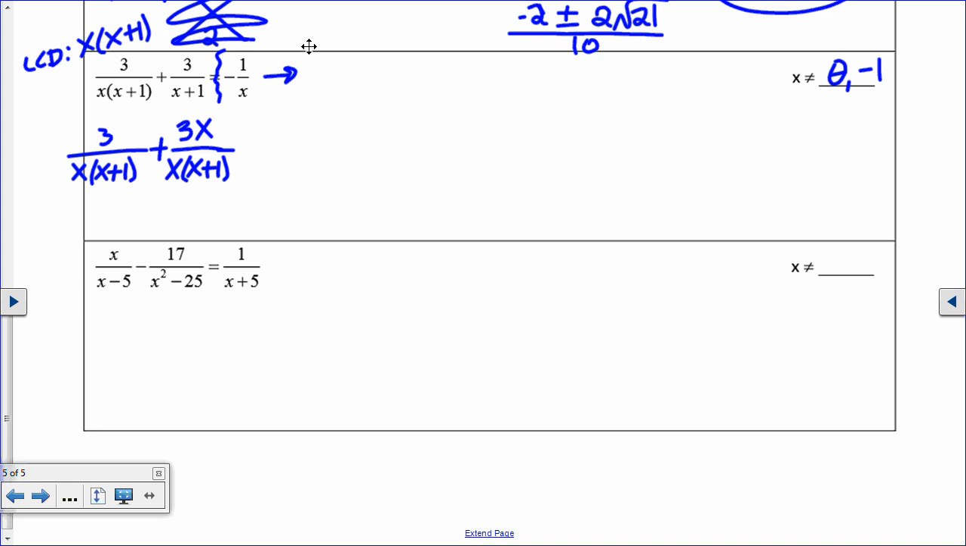It doesn't really matter what order you write them in. We'll fix it a little bit later, but it would be 3 plus 3x. And then in the denominator, in order to help us along with the process, you do want to multiply out the denominator. So instead of writing x times x plus 1, write x squared plus x.